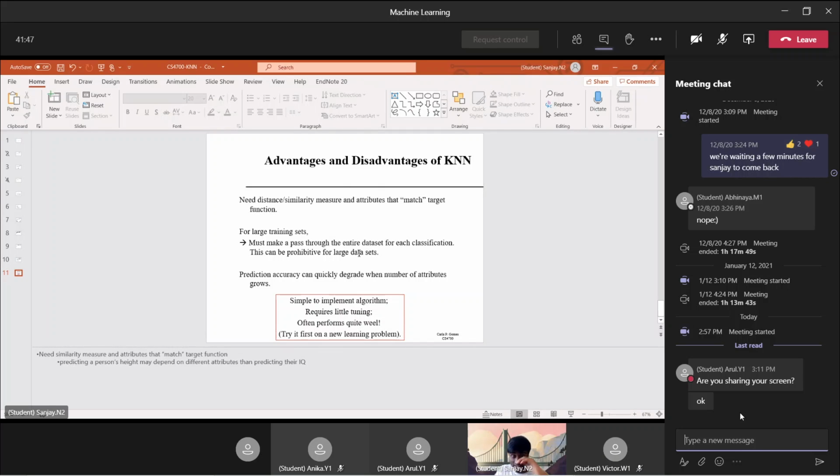And then for large training data sets, you must make a pass through the data set for each classification, and this can be very time-consuming and computationally expensive for large data sets, which is why KNN is usually used by beginners. It's a simple-to-implement algorithm that requires little tuning, and is often done on smaller samples of data rather than a whole huge big data set. So that's a quick introduction to KNNs.